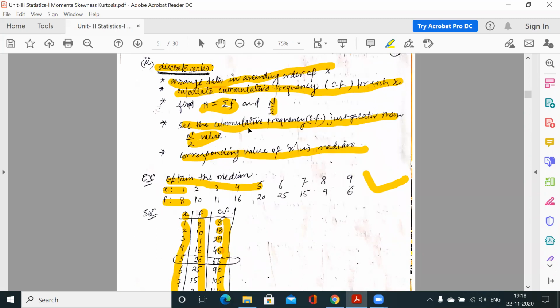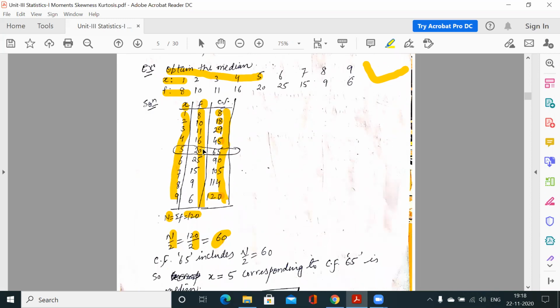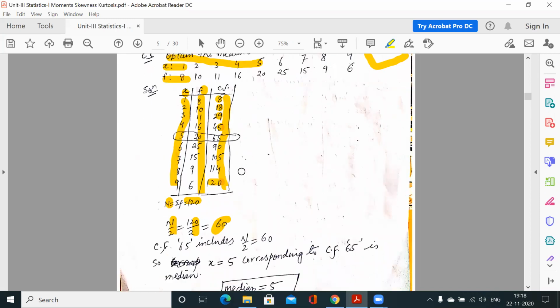Now we have to see which cumulative frequency includes this N by 2 value. N by 2 is 60, so we have to search the cumulative frequency which includes 60. So 8, 18, 29, 45, 65. We have to search the cumulative frequency which is just greater than the N by 2 value. So for 60, 65 is the next value because it is greater than 45.